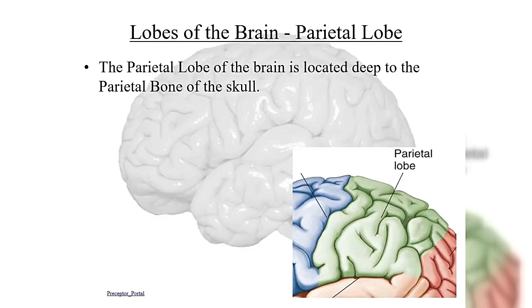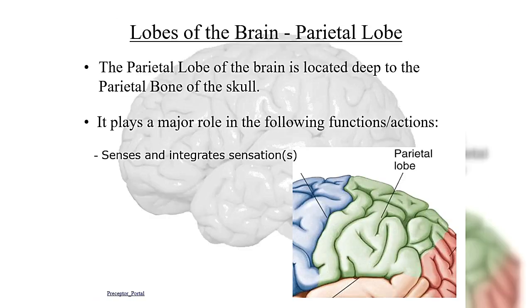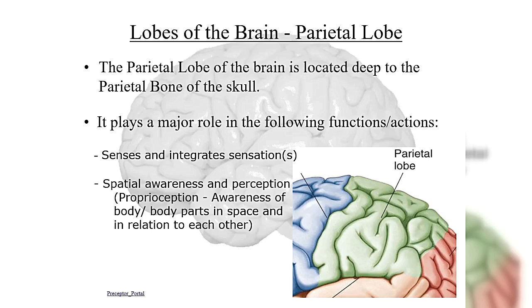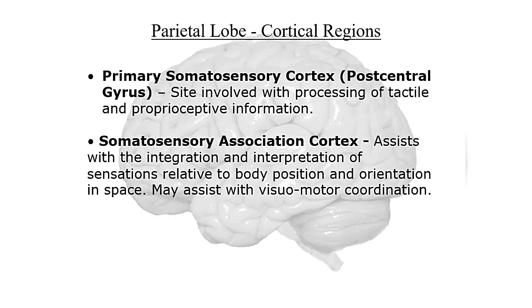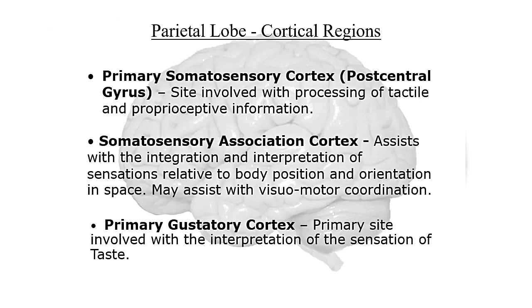The parietal lobe is key for processing sensory information and spatial awareness. It helps us understand our body's position in space and our surroundings. The parietal lobe includes the primary somatosensory cortex, somatosensory association cortex, and primary gustatory cortex. These areas process touch, proprioception, and taste.